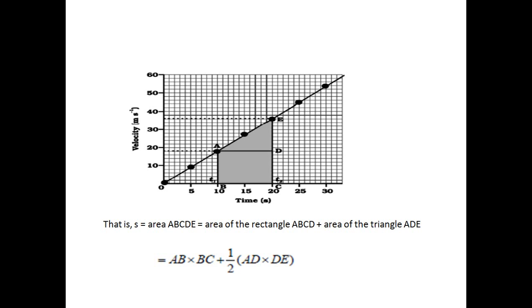Third point: for non-uniformly accelerated motion, the velocity-time graph may have any shape depending on how the acceleration changes with time. As we are seeing in this example, we are getting a particular image, a particular structure.